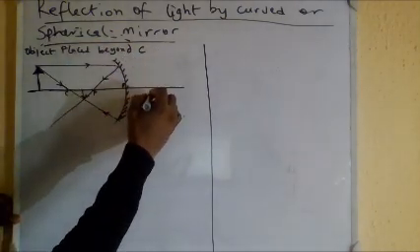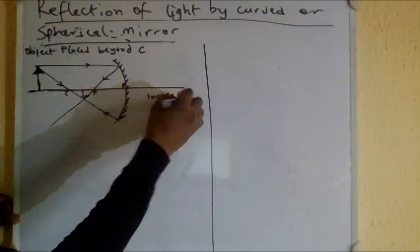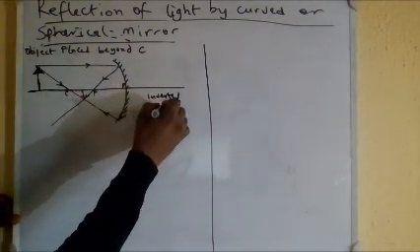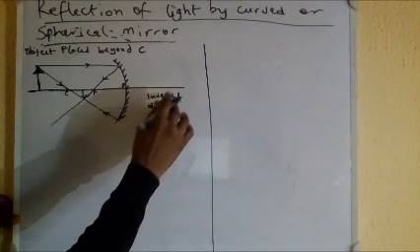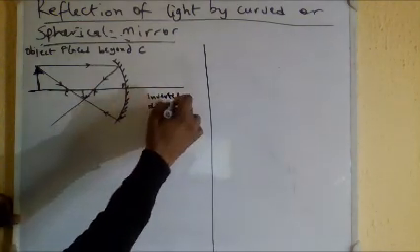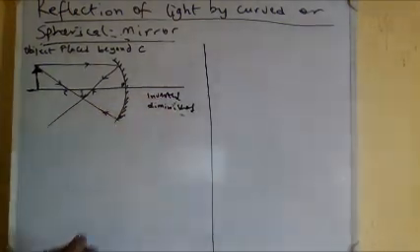Inverted image, you see it's upside down. Diminished means that it's smaller than the object.